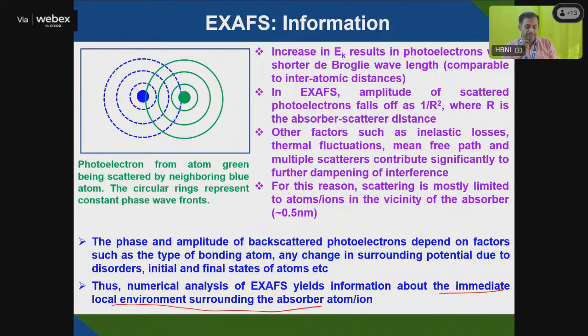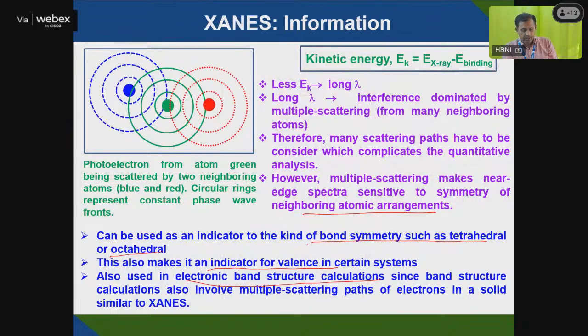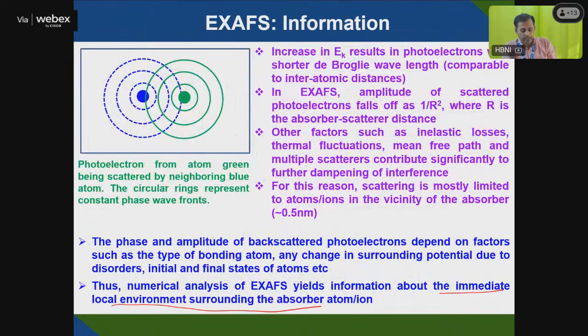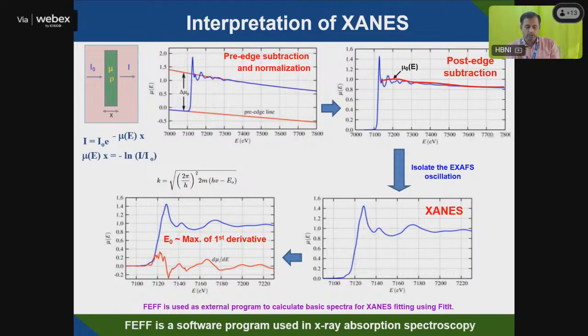Whatever you are getting in XANES, the X-ray absorption near edge spectroscopy, mainly you get the oxidation state. That information you would also get from X-ray photoelectron spectroscopy. But the additional information you get from EXAFS is bond length and bond ordering. That information normally you don't get in the XPS technique.